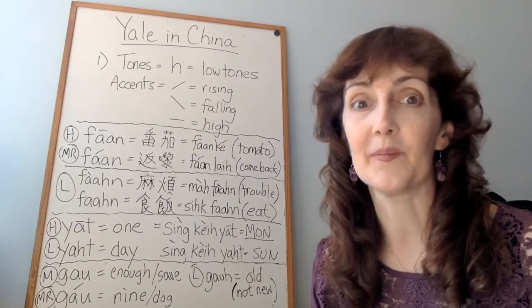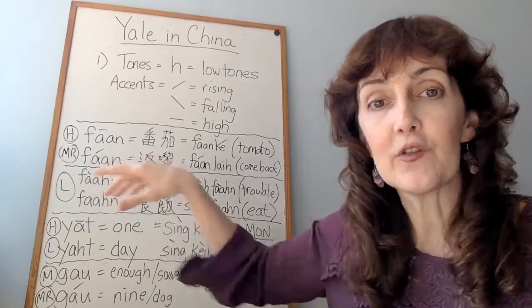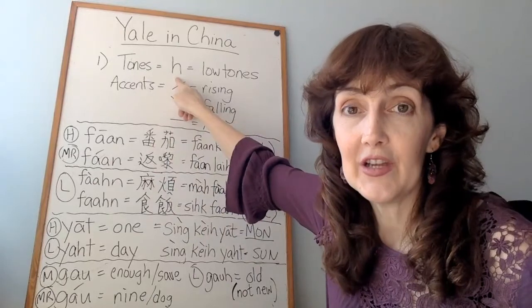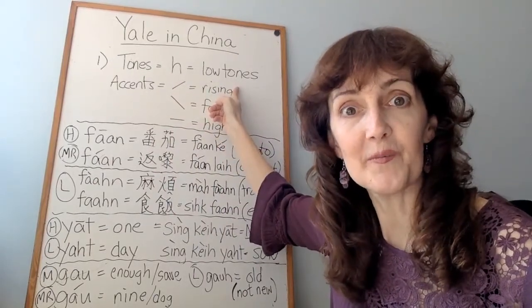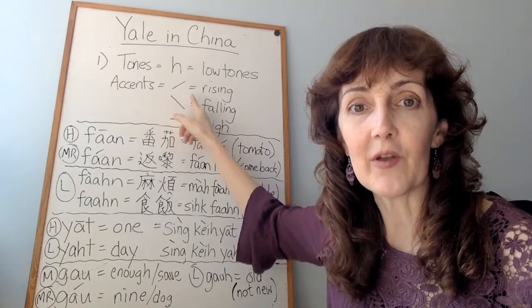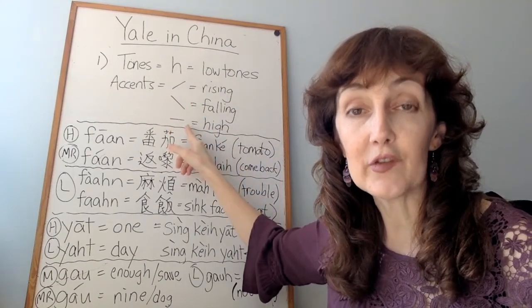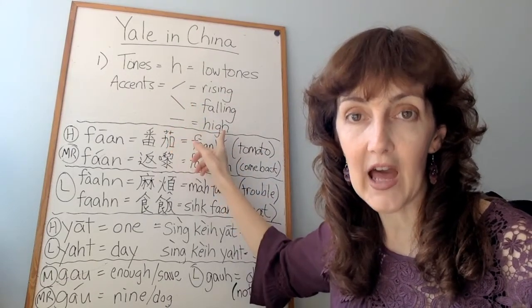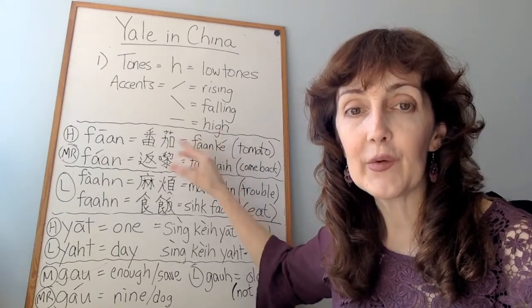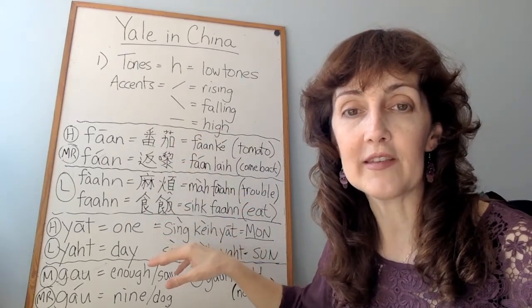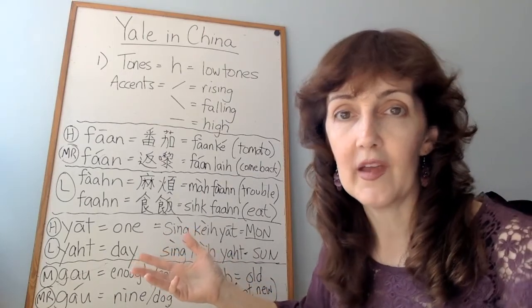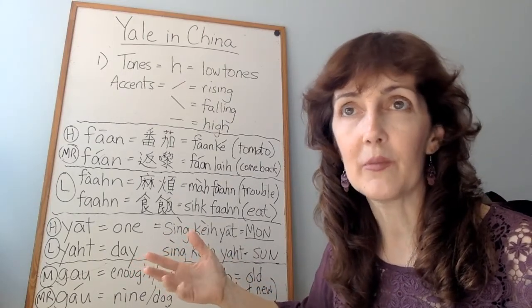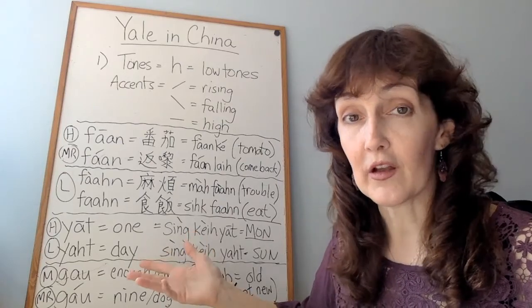I think it's awesome. So the way it works is that you've got an H after a vowel for low tones, and that will tell you that it's a low tone. And then you have accent marks. You've got the rising, the falling, and a straight line over a vowel means it's the highest tone. Okay? So here are some characters that I've written down to kind of explain and to show the difference in the tones. And these are words that I thought you're probably going to hear right away when you start learning.